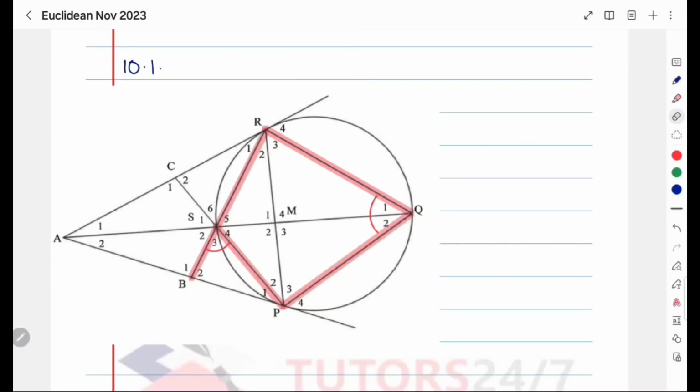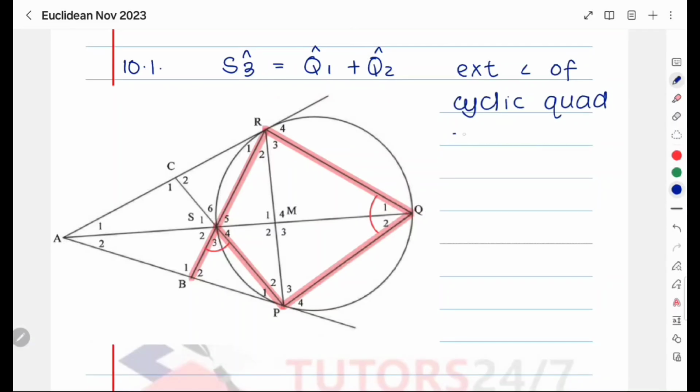So here we are then going to state S3 is equal to Q1 plus Q2. The reason is exterior angle of cyclic quad equals opposite interior angle. Now, let us go and identify what is S4 equal to.